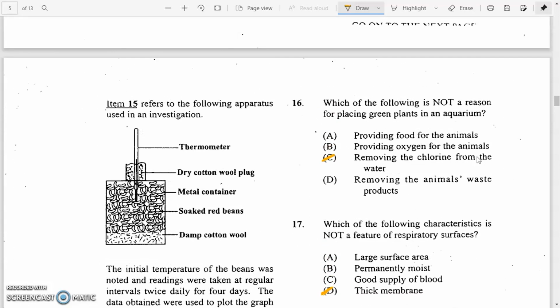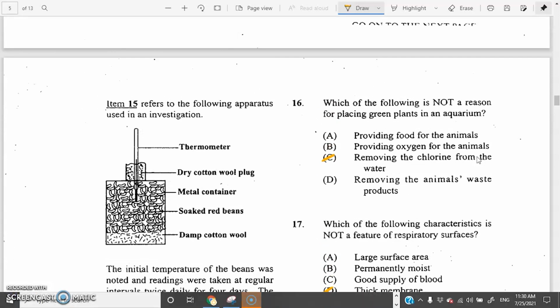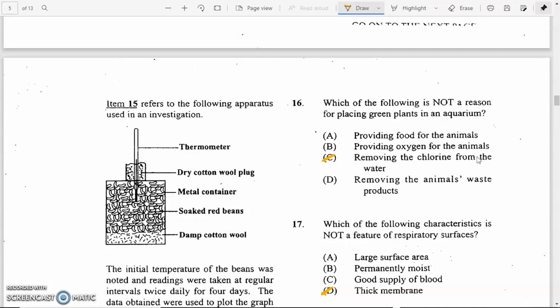Let's look at number 16. Which of the following is not a reason for placing green plants in an aquarium? The answer here is C. You do not place green plants in an aquarium to remove chlorine from the water, right? Plants are not capable of doing that.